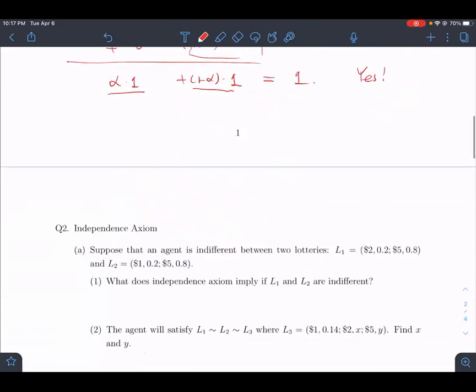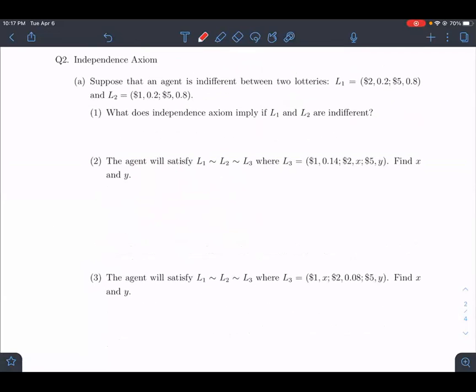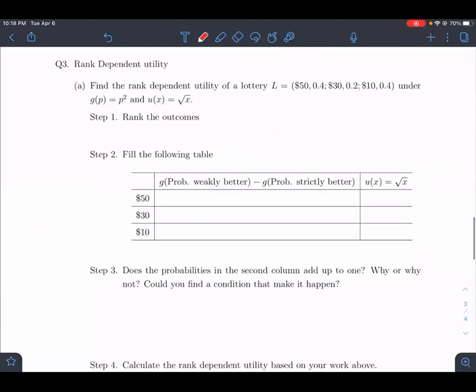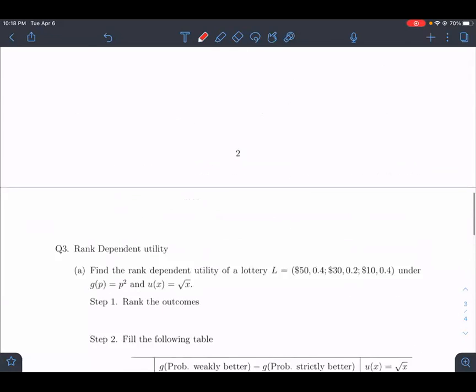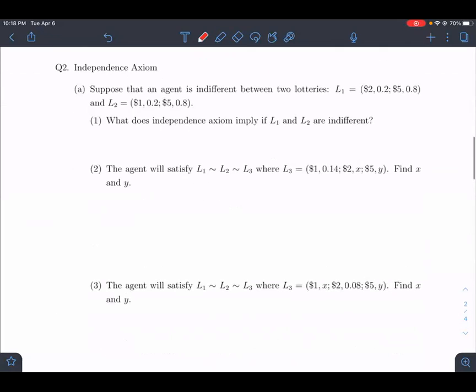Okay, so this was a warm-up question for today. One of the key concepts we learned in the class is the independence axiom. So let us do it. And then after that, we will go through rank-dependent utility, which is what we learned today. So, independence axiom.